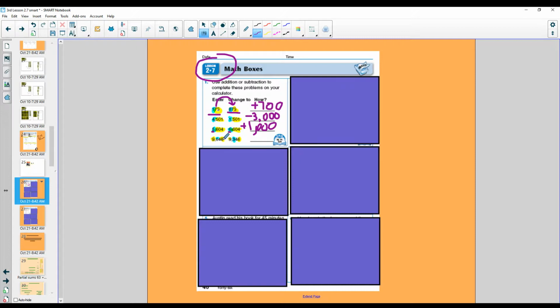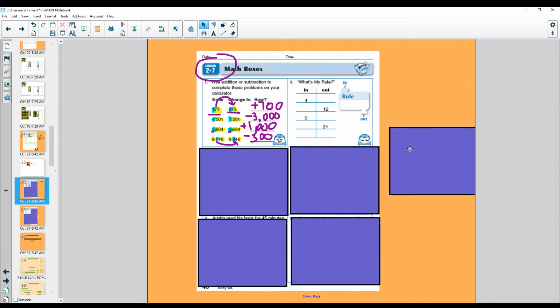All right, look what happens here. The ones stay the same. The tens stay the same. It's the hundred place that goes from 6 to 3. So I know that's a minus. How do I get from 6 to 3? 6, 5, 4, 3. Now I can't just put 3. Think of the place value. It's in the hundreds. 100 has 2 zeros, so I needed to say 300. That is probably the hardest math box on this page today.